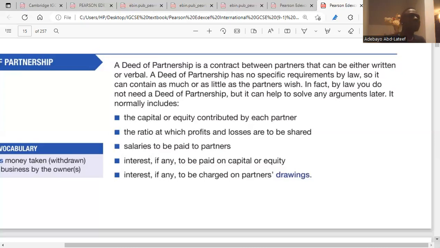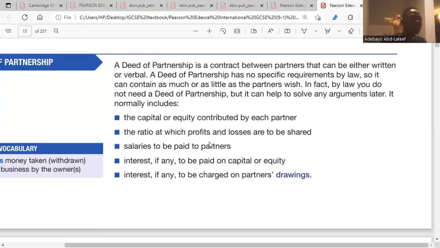So what are those things that you can find in the partnership deed? The first one, the capital or equity contributed by each partner. That means the amount of money each partner puts into the business. Second, the ratio at which profits and losses are to be shared. So profit will be made, losses could be made.